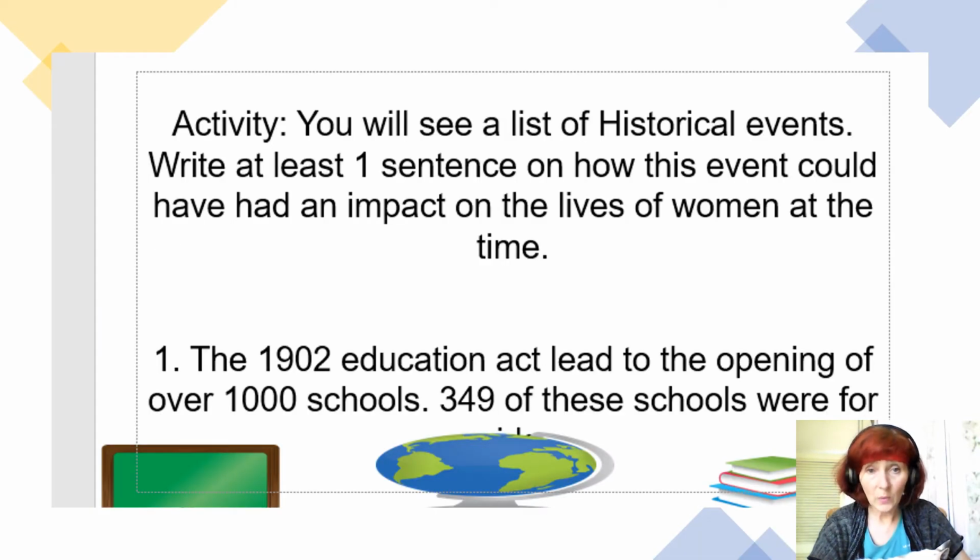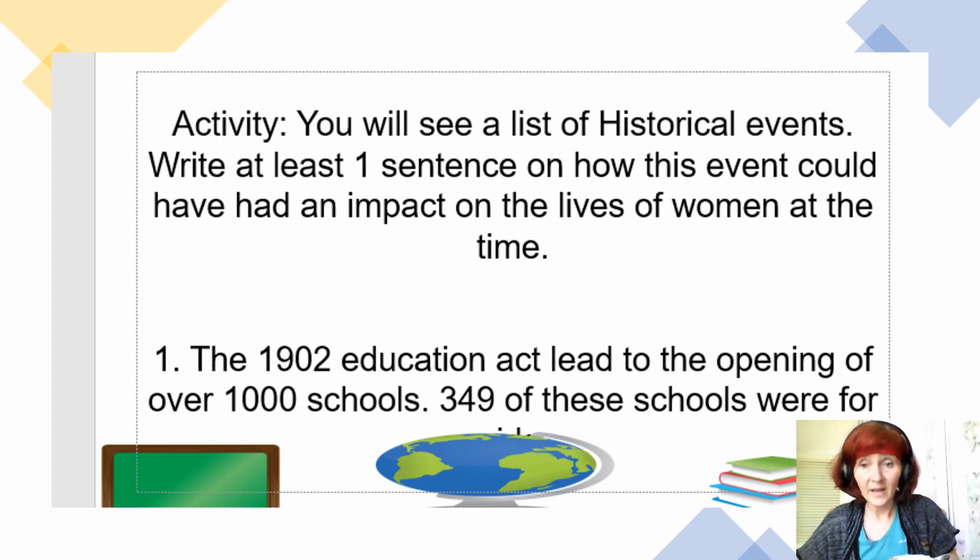Okay, so now, like I said, if this was in a classroom, I would have students sitting and writing in their exercise books. If we're doing this as an activity, you will see a list of historical events. Write at least one sentence on how this event could have impacted the lives of women at the time. In a classroom, you would be writing these in your exercise books. I would either do a Q&A with students, probably a class of 30, so it would take a while. This is something, if you're working independently, you can do on your own. If you're a parent with your year 9, 10, 11 students stuck at home revising, this is something you can do with them.